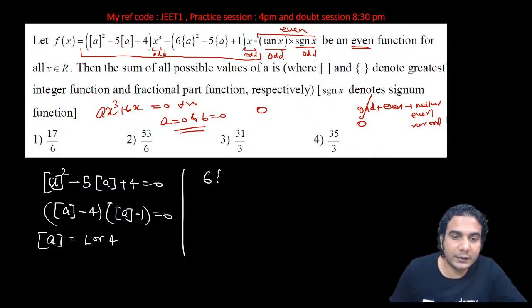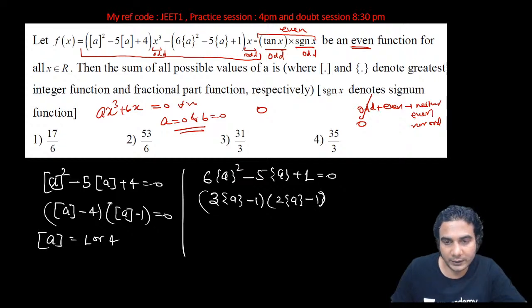Similarly, you get the fractional part from the second equation. 6 times fractional part of a, the whole squared, minus 5 times fractional part of a plus 1 is equal to 0. If you simplify it, this is going to be 3 times fractional part of a minus 1, and 2 times fractional part of a minus 1. Let me check. Yes. So the fractional part of a is coming out to be 1 by 2 or 1 by 3.